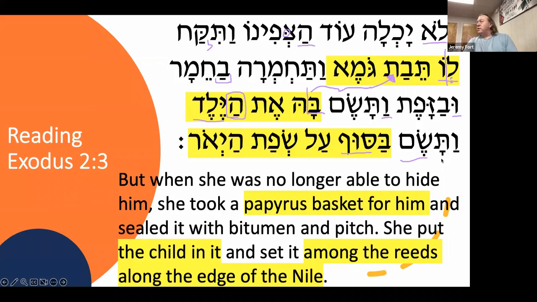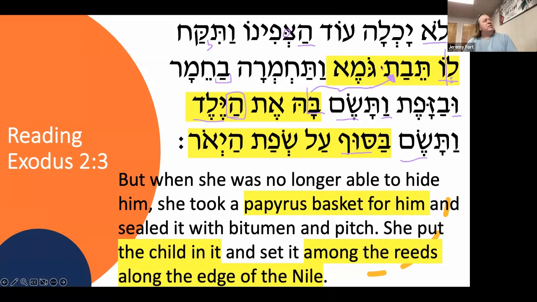Yalad as a verb means to beget or bear, to be born. But a yeled is a child. The bearing. So the yeled, she put the child in it. In what? The tevat. And notice these repetitions: she put, and she put it in the reeds, on the lip of the Nile. What a move to make as a mom.